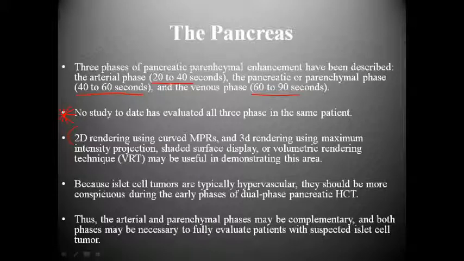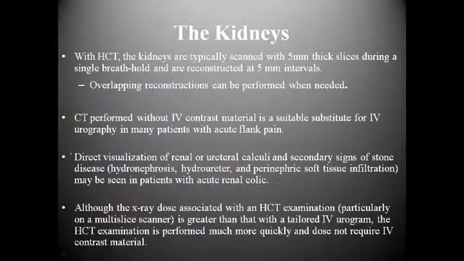If you have islet cell tumor, then typically you're going to want to do both arterial and parenchymal phases, which, as they are back to back, may actually be hard to do, but studies have demonstrated that to fully evaluate islet cell tumors, both phases should be attempted to be acquired.